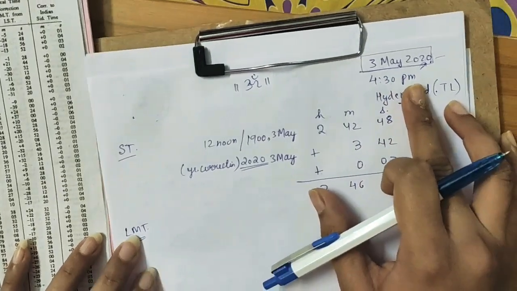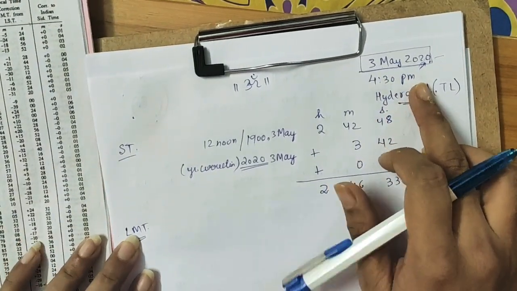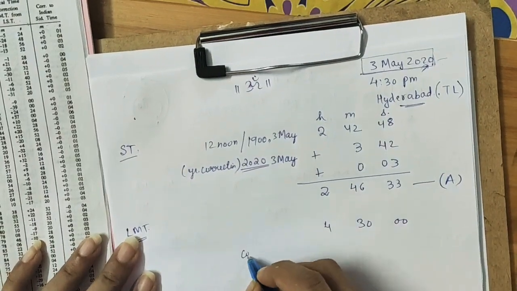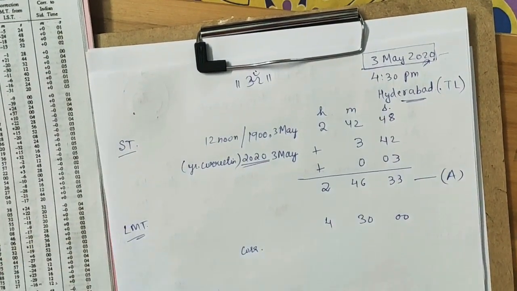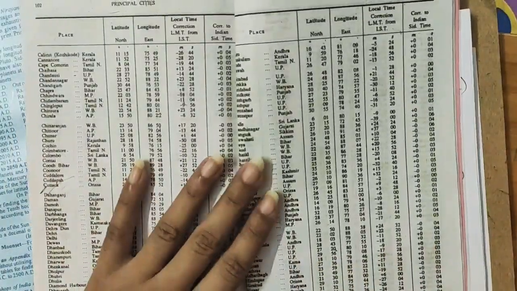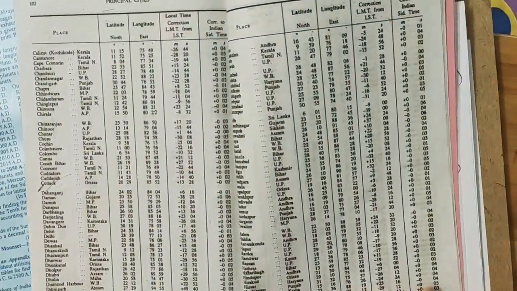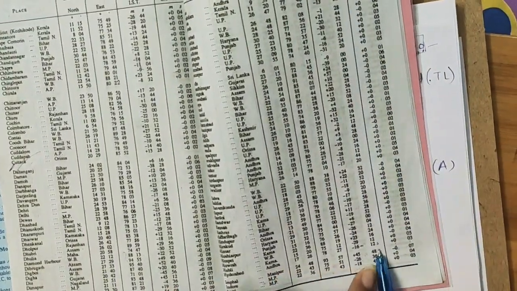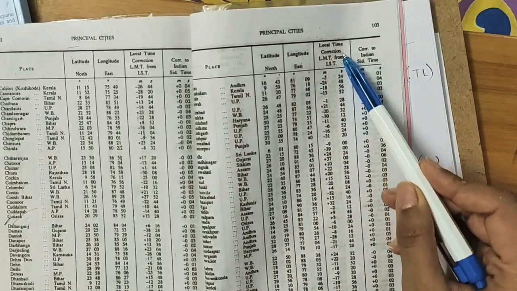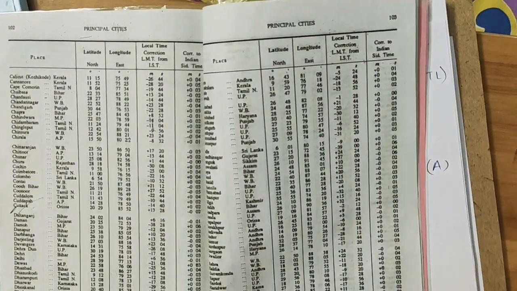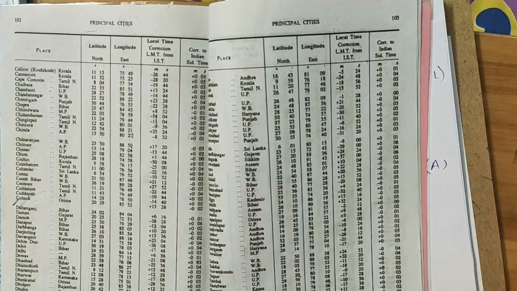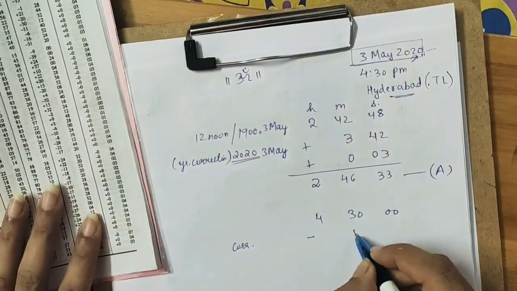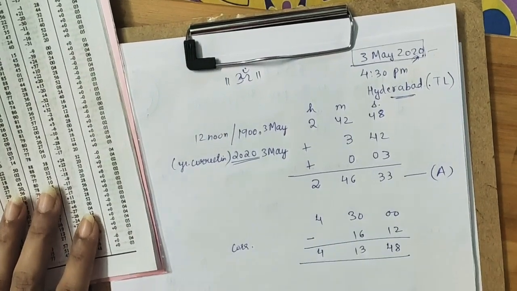The local mean time given for our problem is 4:30 p.m. We'll write it down. Okay. Now we will put the correction on it. Again, come to the same table, page number 103 for Hyderabad, where latitude, longitude and corrections are given. First we noted down the sidereal time correction. This time we are doing the LMT correction. So under the LMT column, the third column, the LMT correction for Hyderabad is minus, note the sign please, minus 16 minutes and 12 seconds.